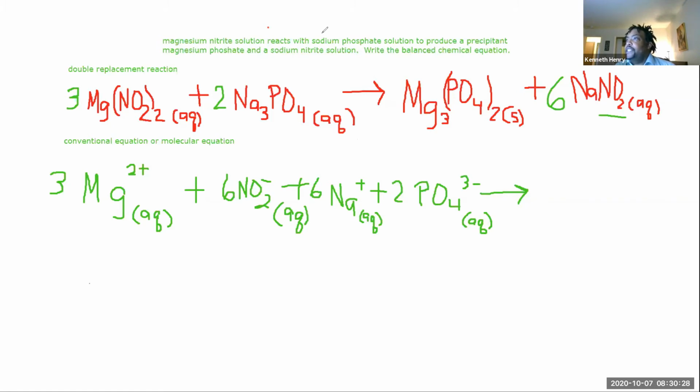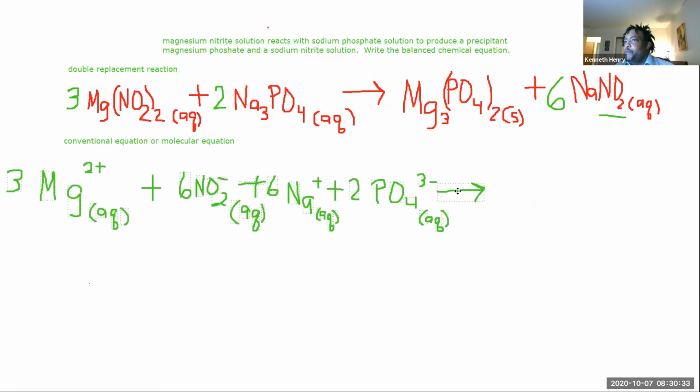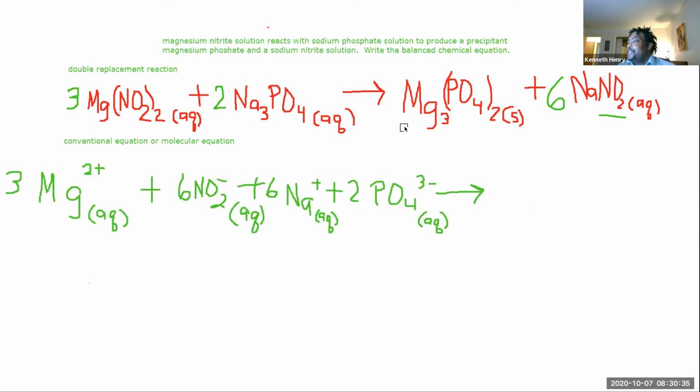Okay, so in the case of the magnesium phosphate, it's a solid. By it being a solid means that water can't separate it. If it was aqueous, AQ, it can be separated. But since it's a solid, it can't be separated. So it's going to stay together. Water can't be that homewrecker and put them apart. So in that case, you're just going to leave it as it is.